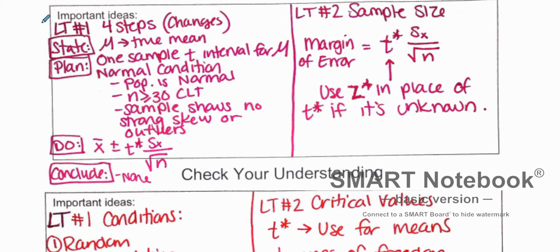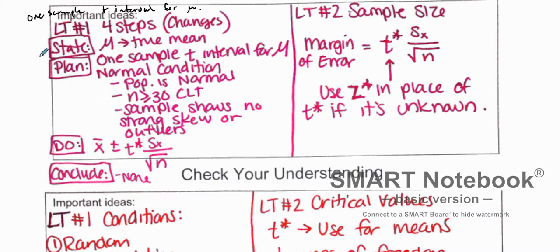All right, what we're going to talk about here is how to construct a one sample t interval for means. This is very similar to a one sample z interval for p. It has a four-step process.